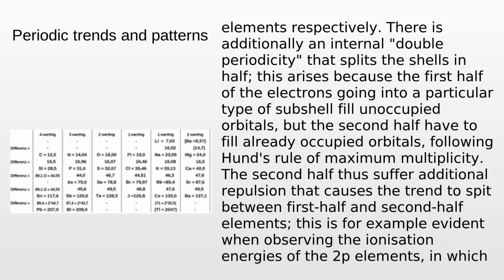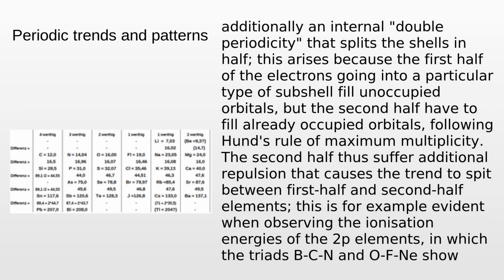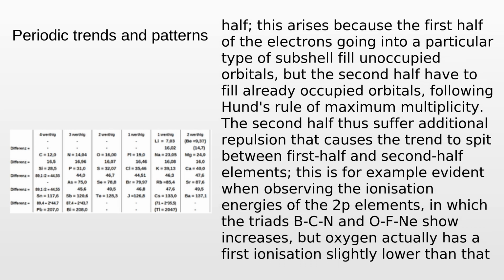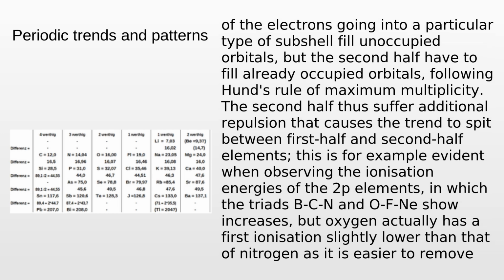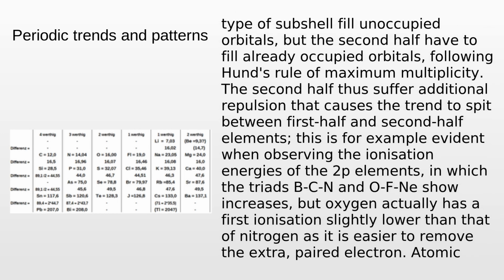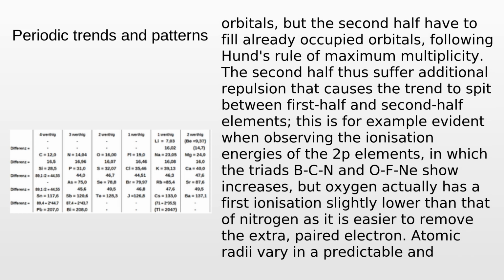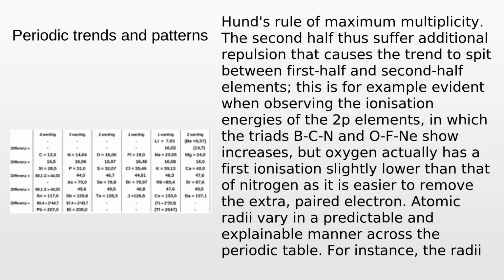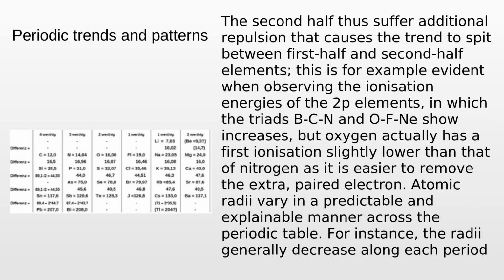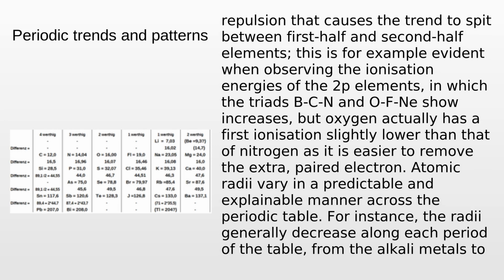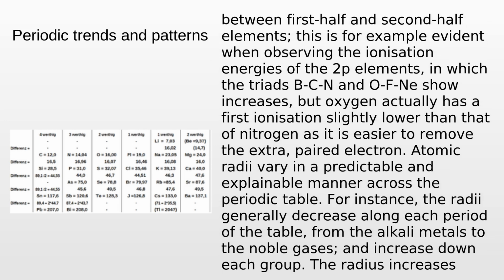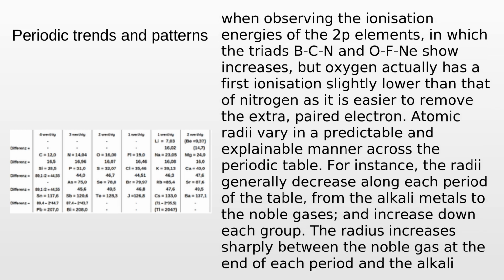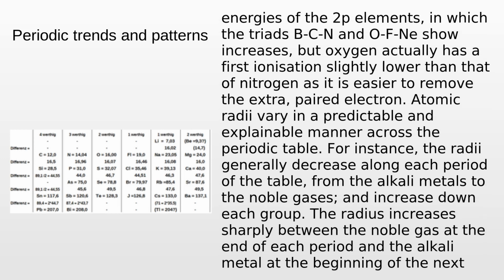There is additionally an internal double periodicity that splits the shells in half. This arises because the first half of the electrons going into a particular type of subshell fill unoccupied orbitals, but the second half have to fill already occupied orbitals. Following Hund's rule of maximum multiplicity, the second half thus suffer additional repulsion that causes the trend to split between first half and second half elements. This is for example evident when observing the ionization energies of the 2p elements, in which the triads B C N and O F Ne show increases.